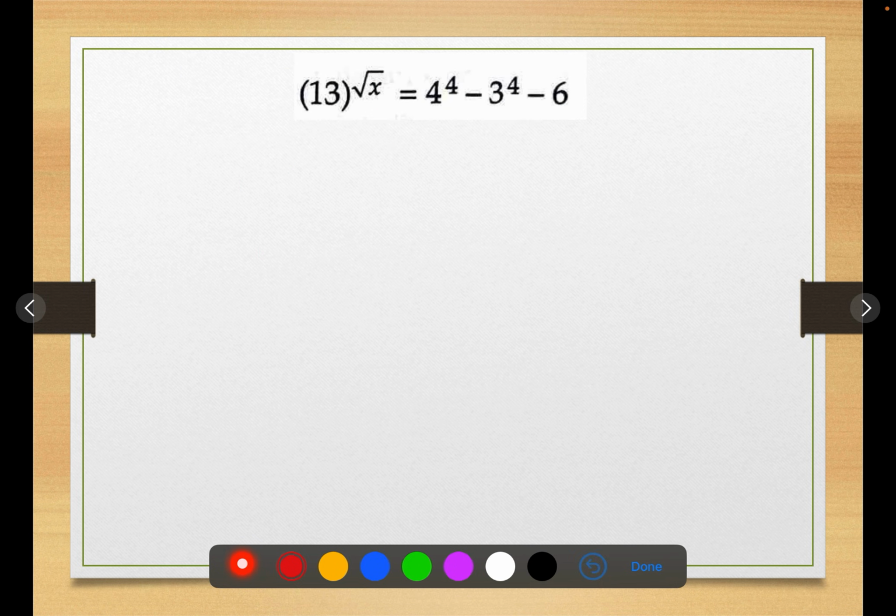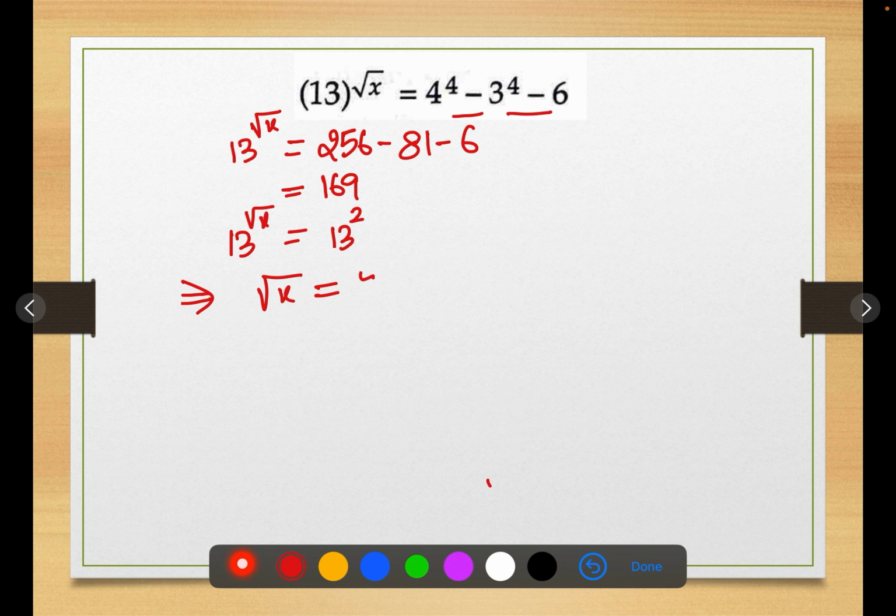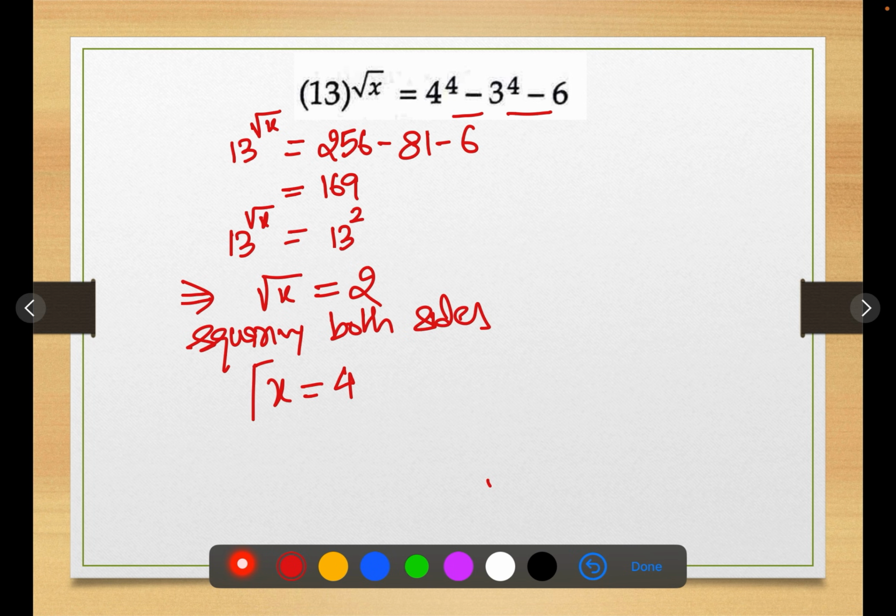Simple. Now this question is 13 to the power root x. So 13 to the power root x is with a minus sign, so no laws can be applied. So 4 into 4 into 4 is 256. 3 into 3 into 3 into 3 is 81 minus 6. So that gives me minus 169. So 13 to the power root x is equal to 13 to the power 2. Implies root x is equal to 2. Squaring both sides, what do I get? x is equal to 4. My answer.